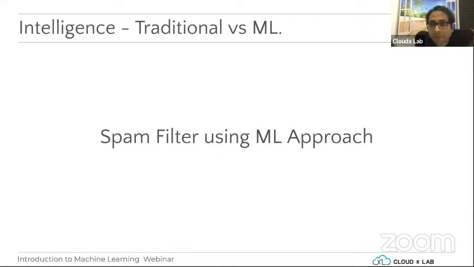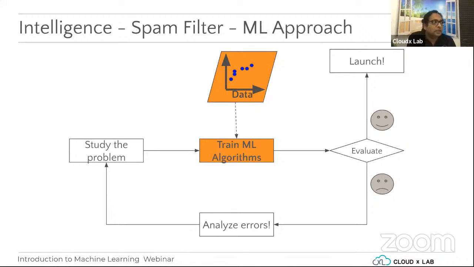Now, if you have to build the same system using a machine learning approach, how would it look? We'll study the problem and train the machine learning algorithm based on the data, and we will evaluate the result based on certain data that our model has not seen before. Then we evaluate whether the rules that the machine learning algorithm came up with are working or not. So this is our training phase. We basically feed the data to the algorithm.